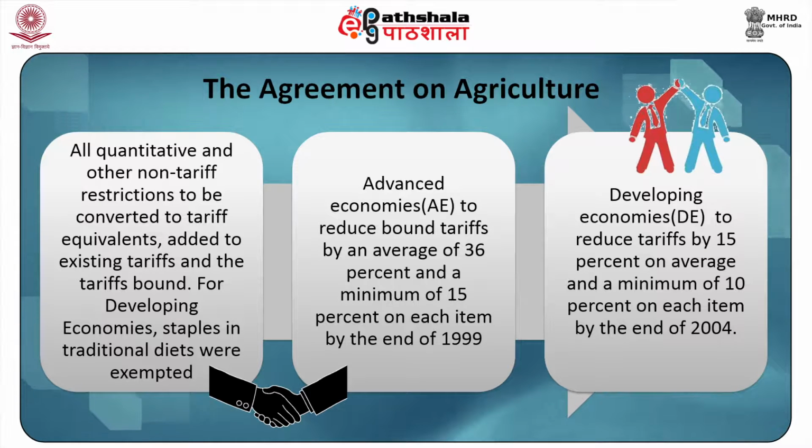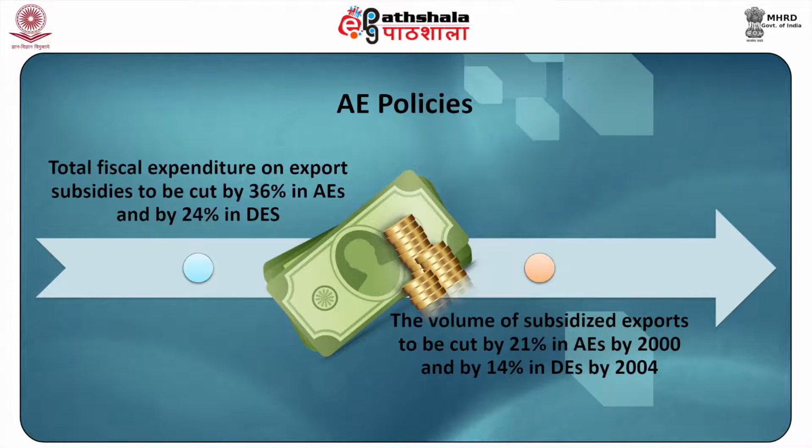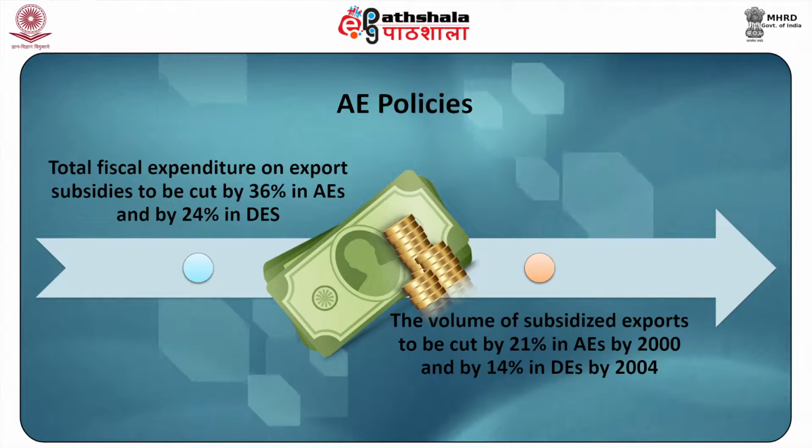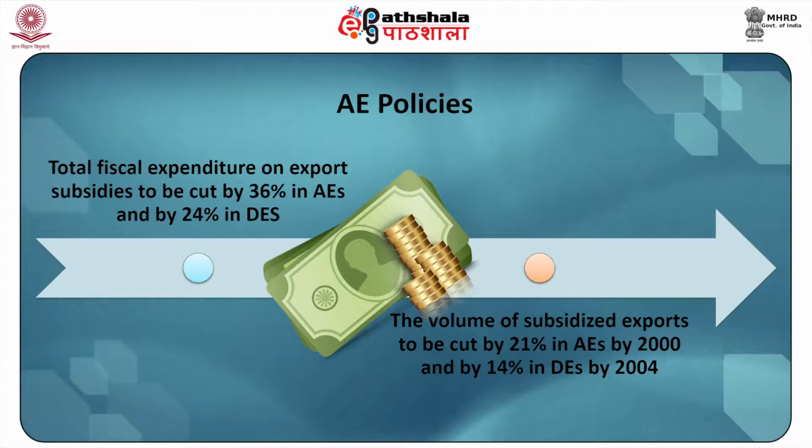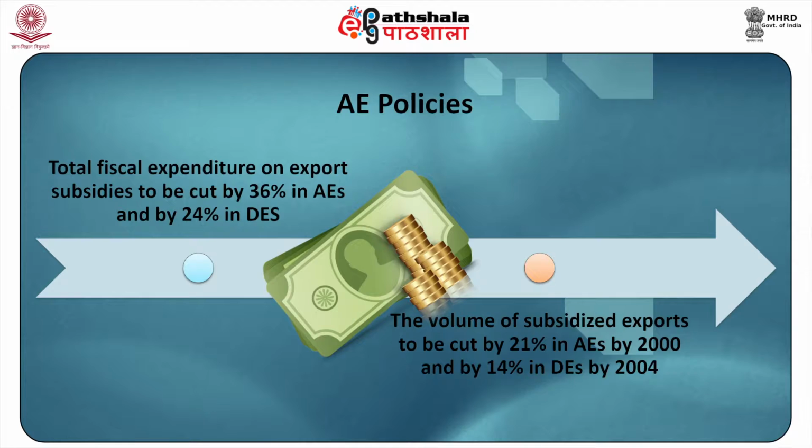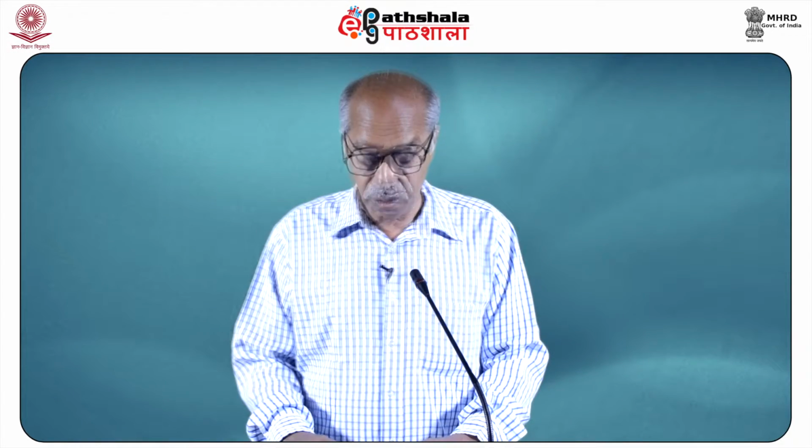Advanced economies were required to reduce tariffs by an average of 36% and a minimum of 15% on each commodity. Developing economies were required to reduce tariffs by 15% on an average and a minimum of 10% on each commodity by 2004. Total fiscal expenditure on export subsidies to be cut by 36% in advanced economies and 24% in developing economies. Volume of subsidized exports is to be cut by 21% in advanced economies and by 14% in developing economies by 2004. In reality, developing economies had no export subsidies in the first place. These were the agreements which were signed under the Agreement on Agriculture.